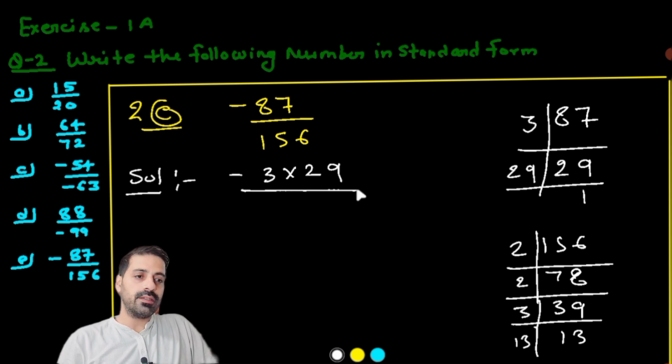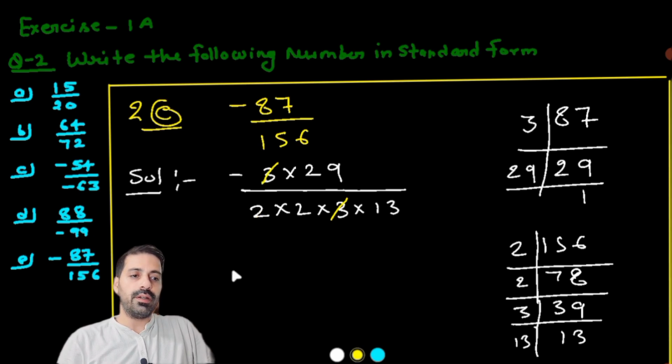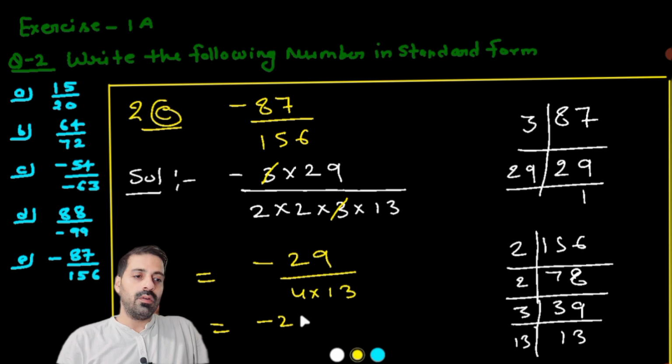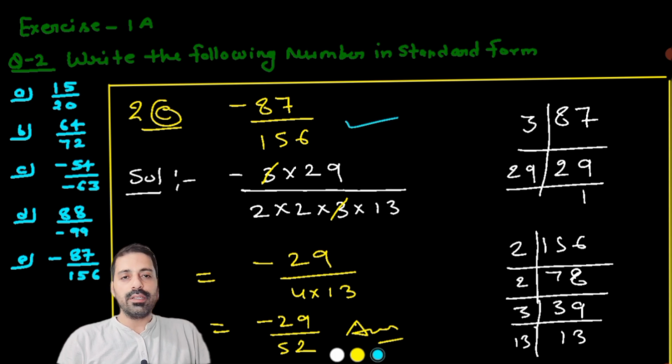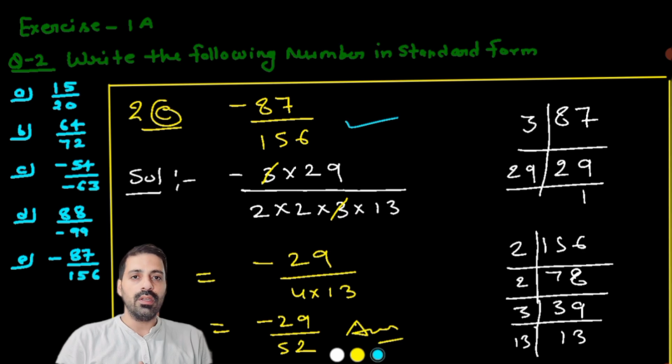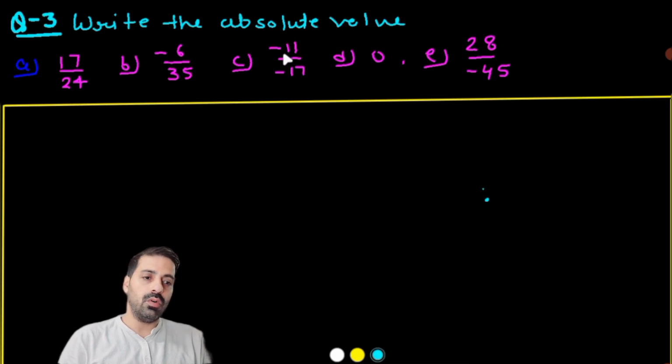So the factorization of 87 is 3 multiplied by 29, and that of 156 is 2 multiplied by 2 multiplied by 3 multiplied by 13. So my dear students, this 3 and this 3 are the common factor; only 3 is the common factor here. So we have 29 upon 4 into 13. The final answer, negative 29 upon 52, is the standard form of negative 87 upon 156. So this is the solution of question number 2 of all parts.